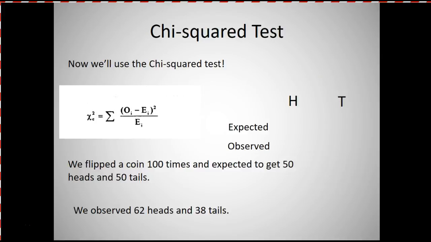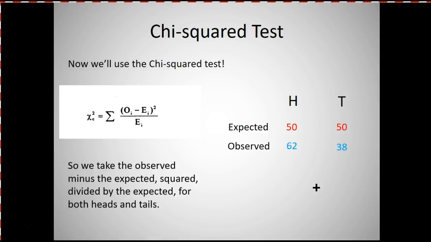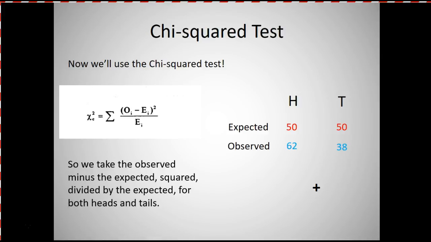So let's use the chi-square test. We expect to get 50 heads and 50 tails. We got 62 heads and 38 tails. The first thing we're going to do is take the difference between those. As you can see, it's the observed minus the expected, and then we have to square those values. So 62 minus 50, squared, divided by the expected. Remember, the expected was 50. And we're summing those; the symbol here means plus.